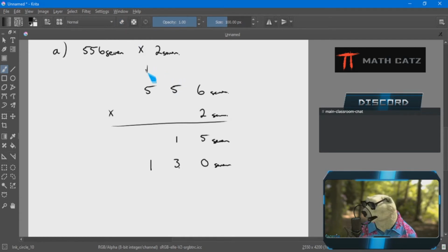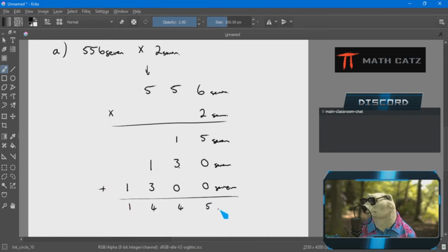Then I move on to the next column. So I'm going to start in that column. So put my zeros down. Then I can say 2 times 5 is 10. That's one group of 7 and 3 left over. And I'm ready to add. Not much carrying, I expect. In fact, none. Therefore, the answer is 1, 4, 4, 5, base 7.